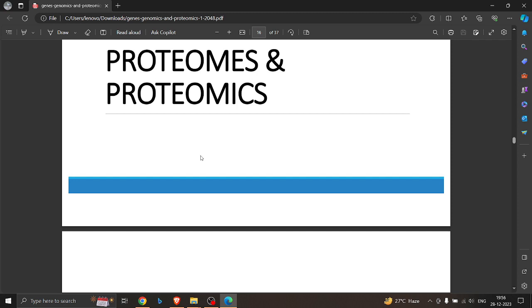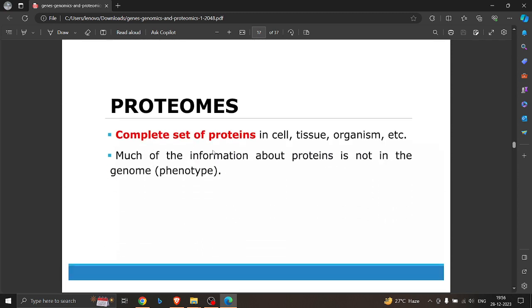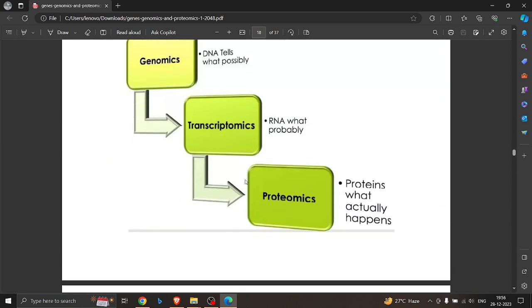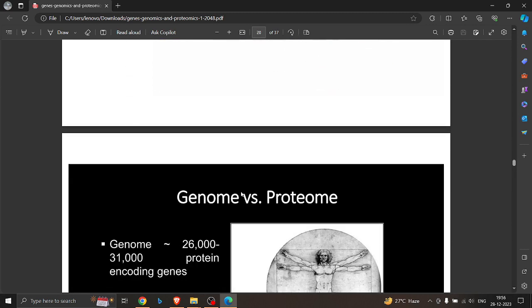So, proteomics, what is proteomics? We'll see proteomes. Proteomes are the complete set of proteins in a cell, tissue, organism, etc. Much of the information about proteins is not in the genome, that is the phenotype. So this illustrates that genomics, DNA, tells what possibly happens, transcriptomics, RNA, what probably happens, and proteomics, proteins, what actually happens. This is a flow chart.